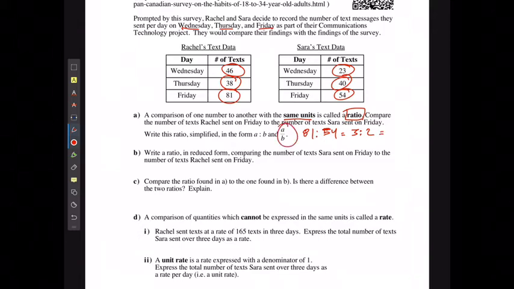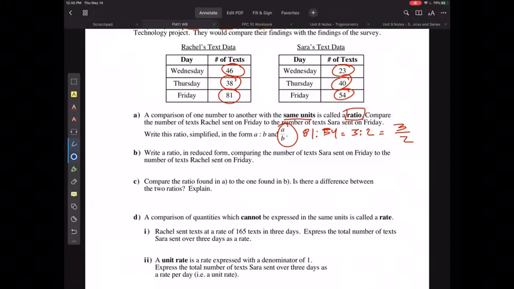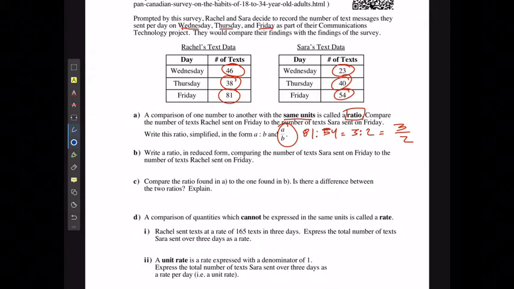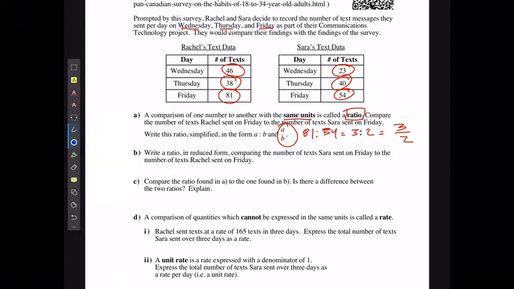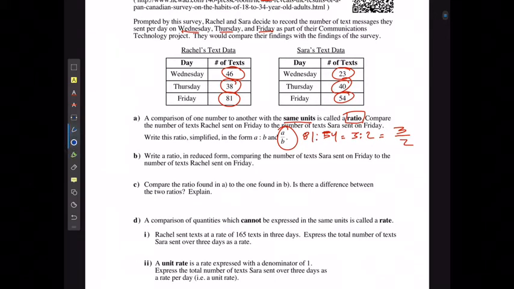Or if I want to write it as a fraction, I always put the number on the left on the top and say that it's going to be 3 over 2. If we write a ratio in reduced form, comparing the number of texts Sarah sent on Friday to the number of texts that Rachel sent on Friday, then I'm going to just reverse the order. I'm going to put Sarah's first, which would be the same as 2 to 3 or 2 over 3.